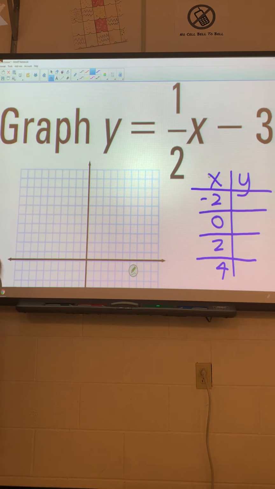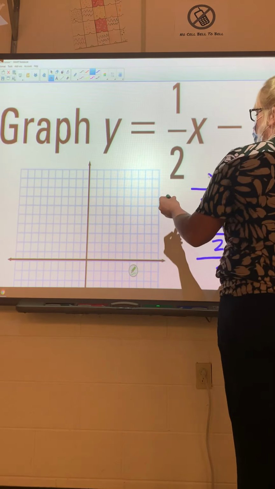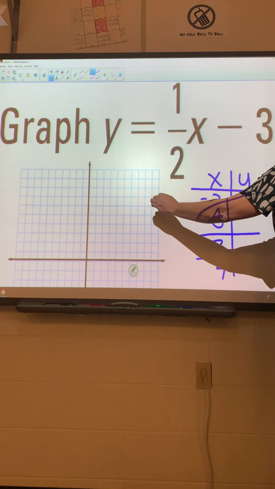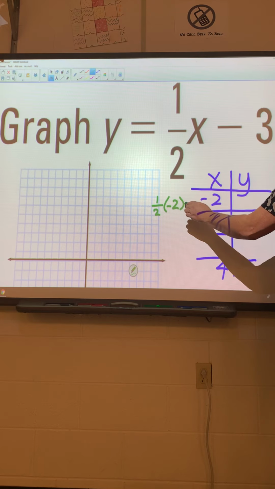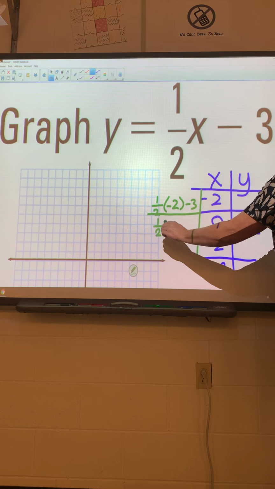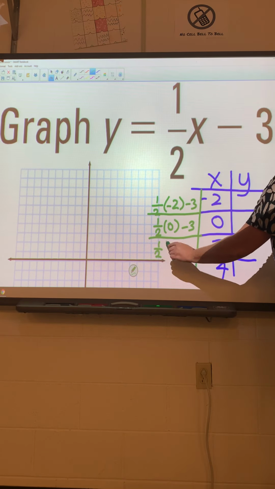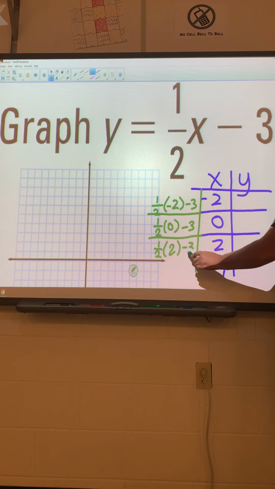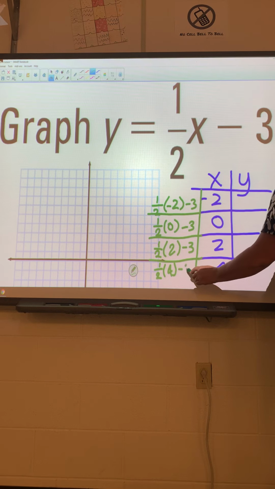And we're going to plug each of my X's into that equation and find out what happens with the Y. If you don't have a calculator, you might want one out. So for my first one, I'm going to take 1/2 times my -2 and then subtract 3. The next one, I'm going to take 1/2 times 0, then subtract 3. 1/2 times 2 and subtract 3. 1/2 times 4 and subtract 3.